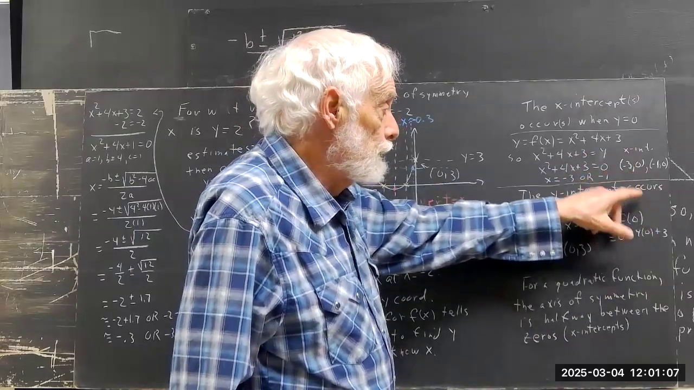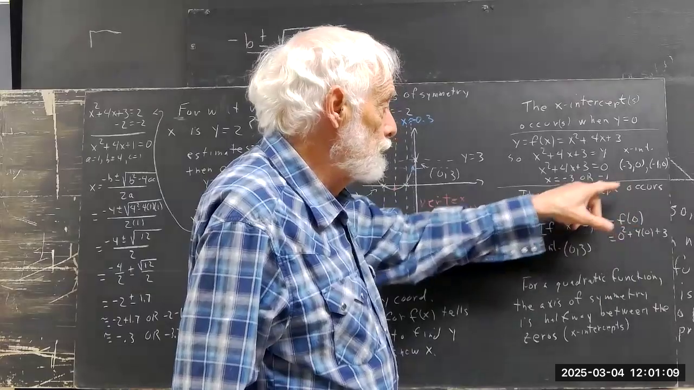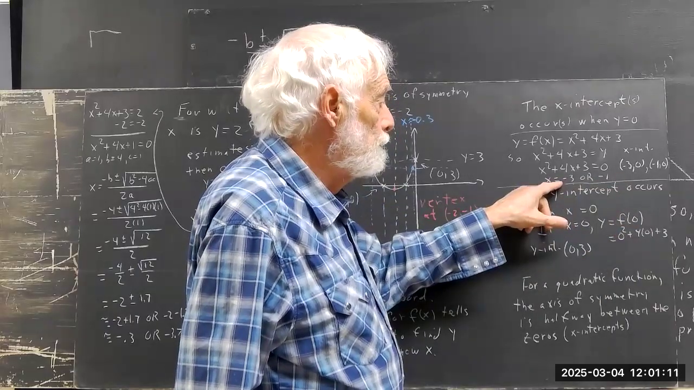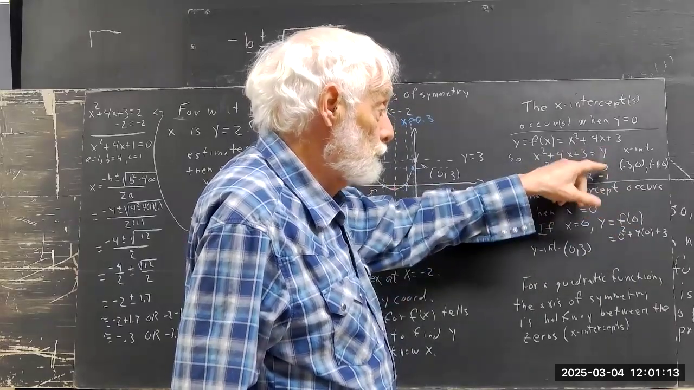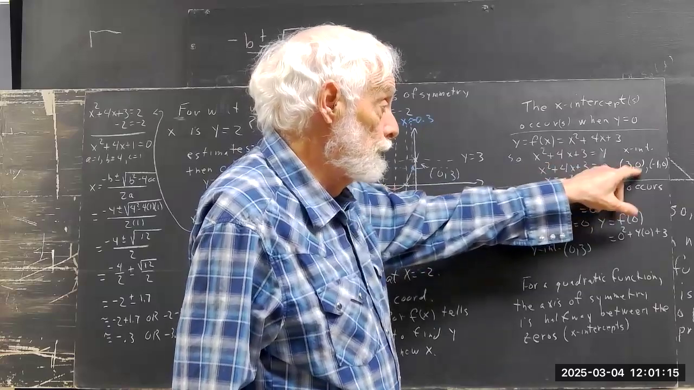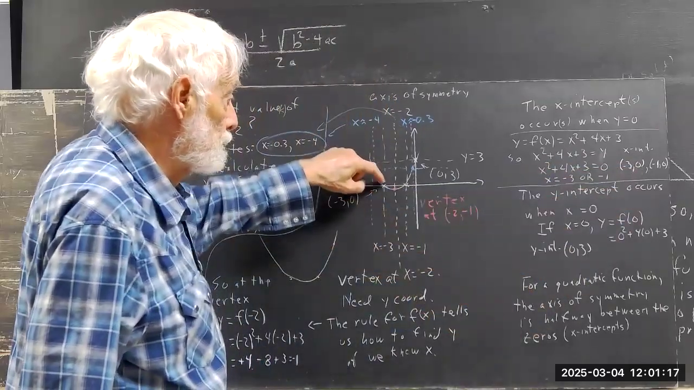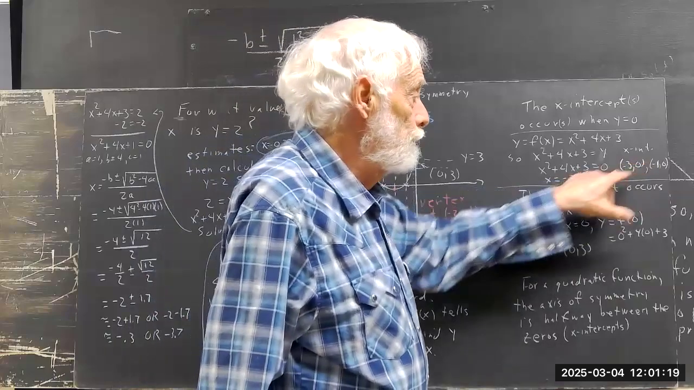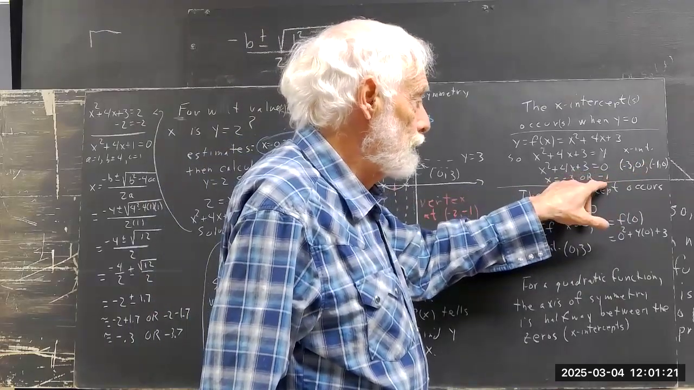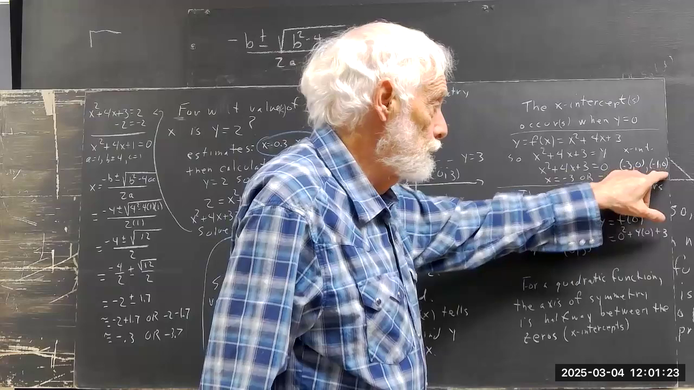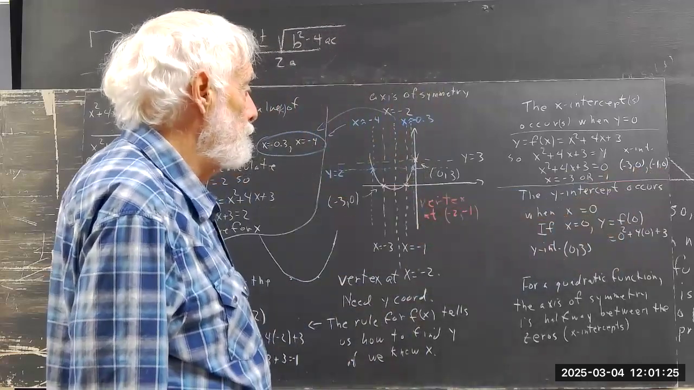So here are the x-intercepts: (-3, 0), because why? X is -3 if y is 0. We've assumed y is 0, we get x equals -3. That gives us this point, which is right here. And if x is -1, well, x is -1 if y is 0, so we get (-1, 0), that's here.